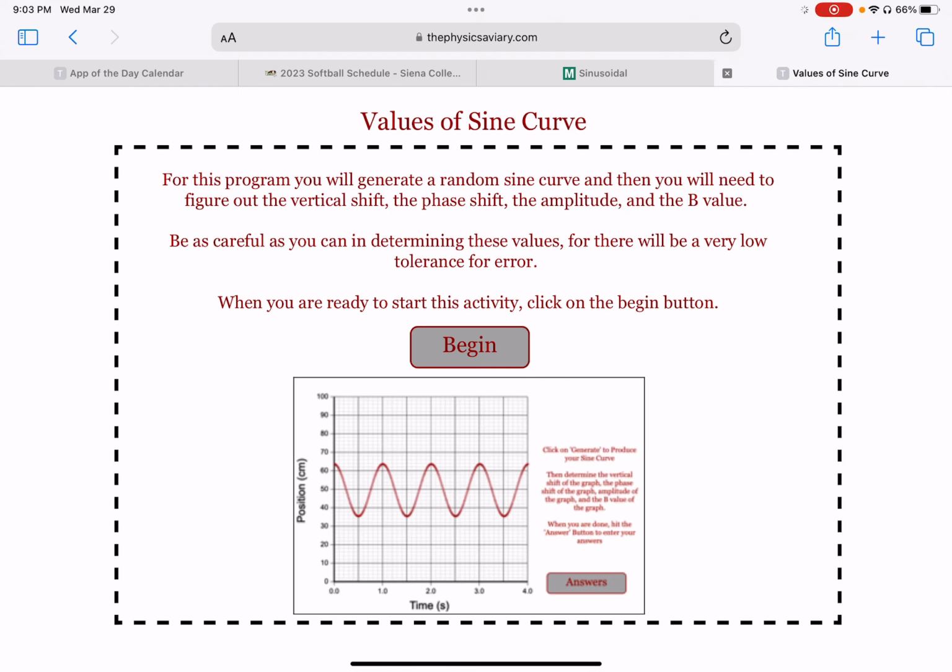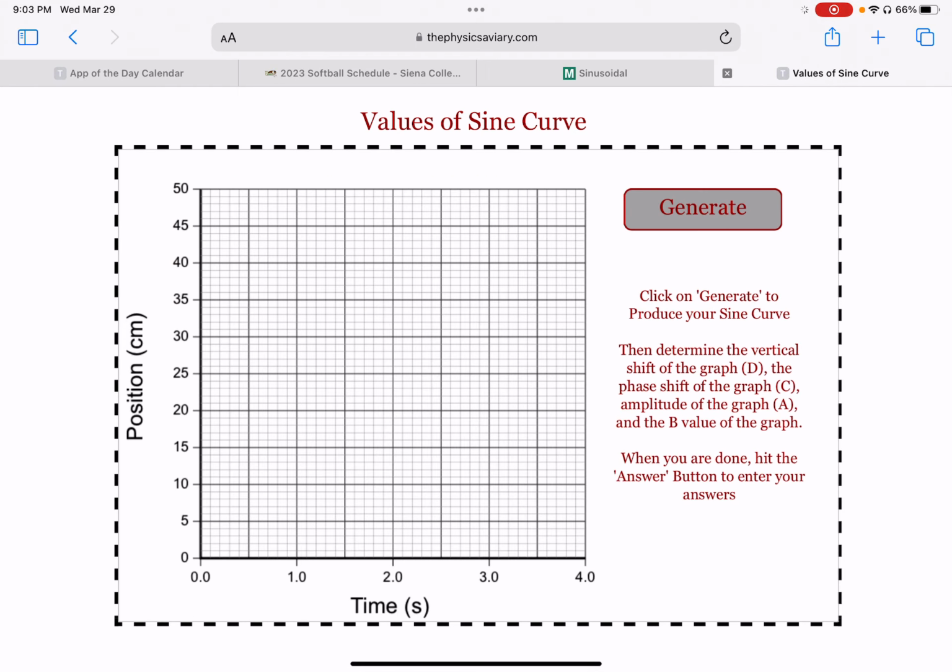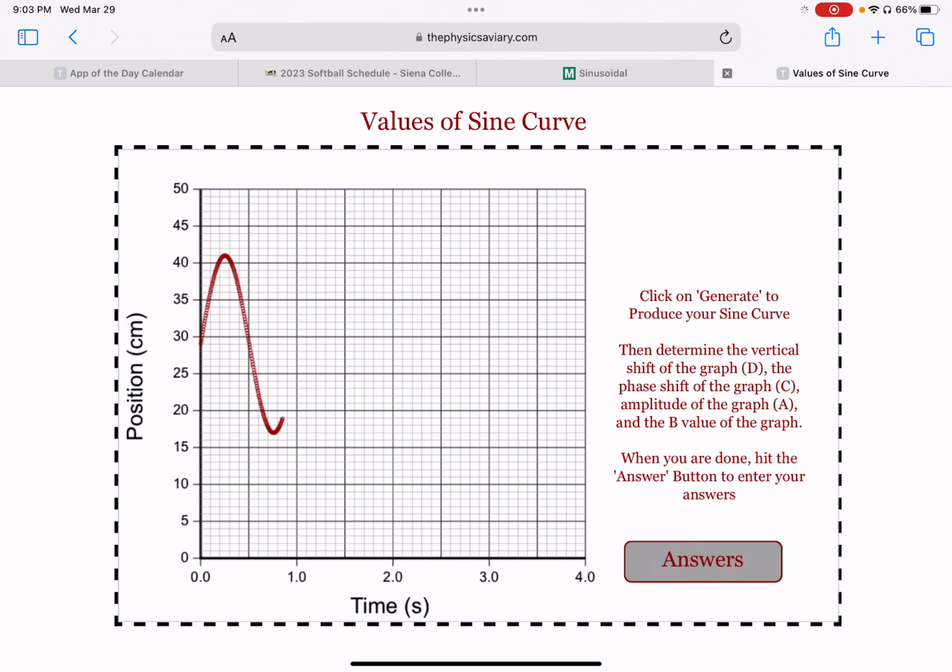Here is how you're going to find the values of a sine curve. Start by hitting the Generate button, and you will get a curve sketched out on your graph. Your job is to figure out the 4 different values for this graph. They would be the vertical shift, the phase shift, the amplitude, and also the periodicity factor.